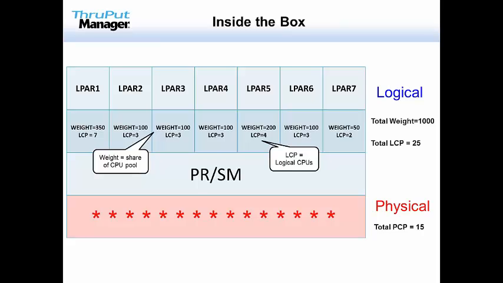So let's take a look, very basic look inside the box, if you will. Here I've got a machine with 7 LPARs, and I have CPU weights applied to each of these LPARs, 350, 100, 200, and so on. And I have a number of logical processors, that's LCPs, that I've decided to assign to each LPAR. The total weight in this case adds up to 1,000. That's not required, but that's common. We've got PRISM in the middle, and at the bottom we've got the physical layer. So I've got 15 total physical processors.